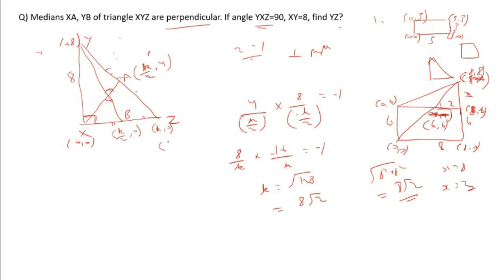So this point is nothing but 8 root 2 comma 0. I know this point, I know this point. The simple distance formula gives me (8 root 2) square, which is 128, plus 8 square, which is 64. 128 plus 64 is 192, and 192 is 64 into 3. So this will be 8 root 3. And that is your answer for the length of YZ.